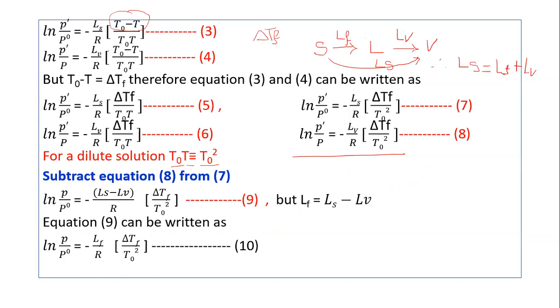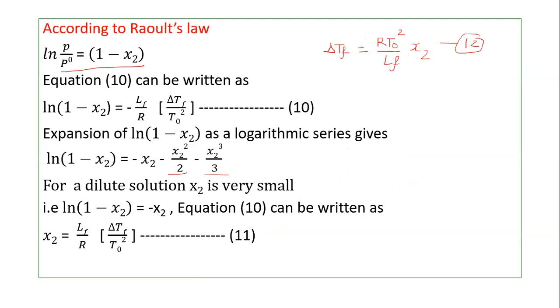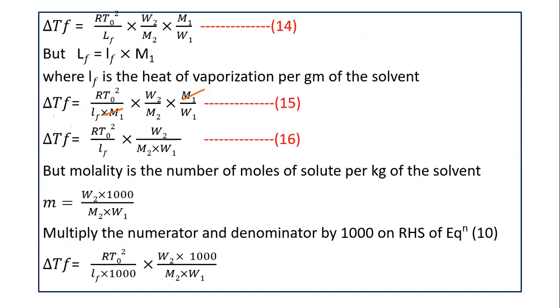So let us see now the next step of the equation. Next slide here. So equation 13 can be modified now. We can put N2 upon N1, where N2 is W2 upon M2, divided by N1. So M1 goes to the numerator, it is W2 upon M2 into M1 upon W1.